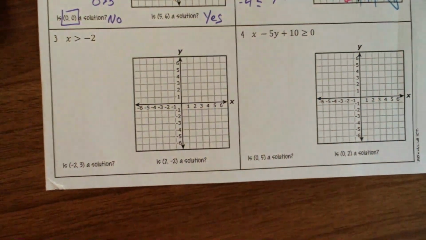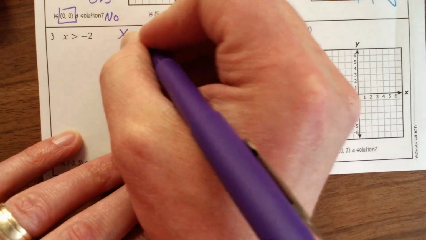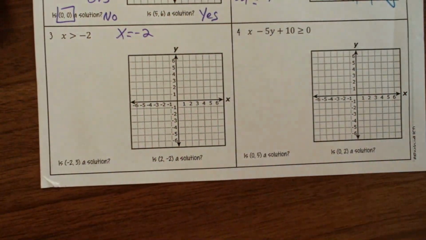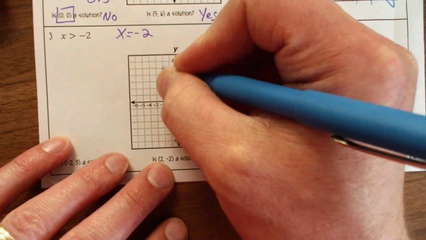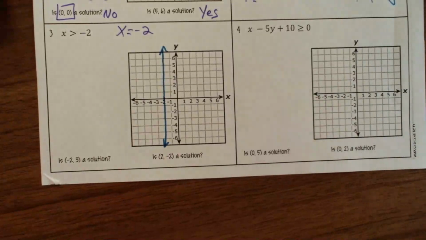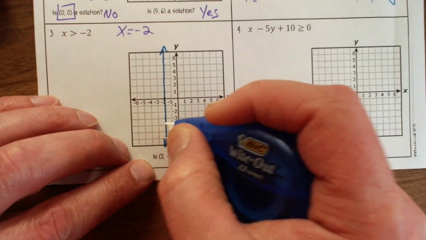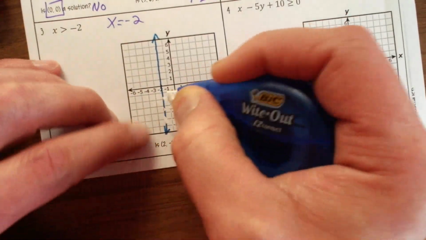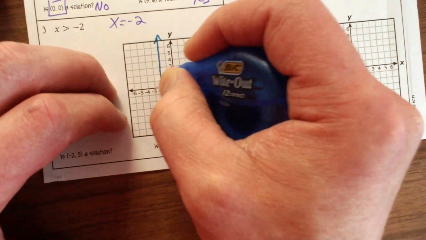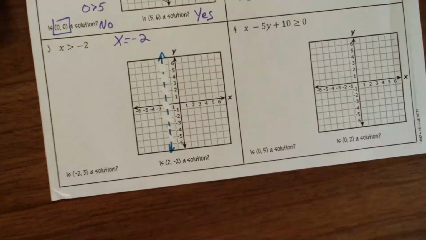x is greater than negative 2. So again, I'm going to graph this. x is equal to negative 2. That's going to give me a vertical line right here. And I messed up, because that is a greater than symbol, not greater than or equal to. So this should be dashed. That will still work.